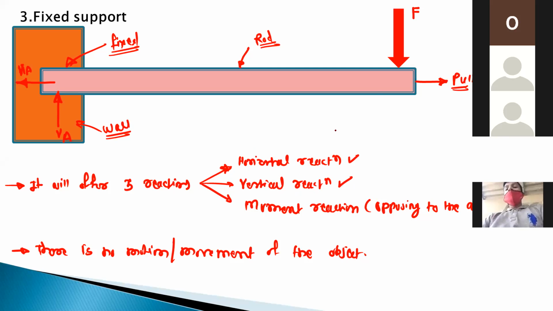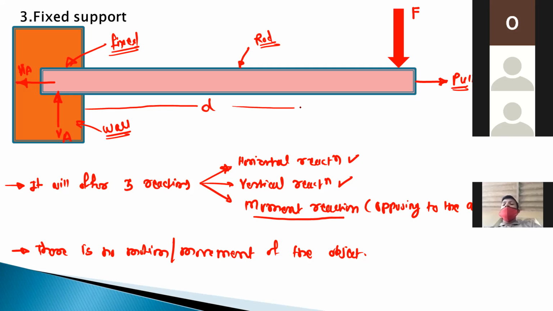And there will be an additional moment reaction. This moment reaction is because of this perpendicular distance from the fixed support point. Because here load F, called the external load, is applied at some eccentric distance with respect to the fixed support or the fixed point. Okay. So this eccentric distance D will create the moment. That moment value M is equal to F into perpendicular distance.